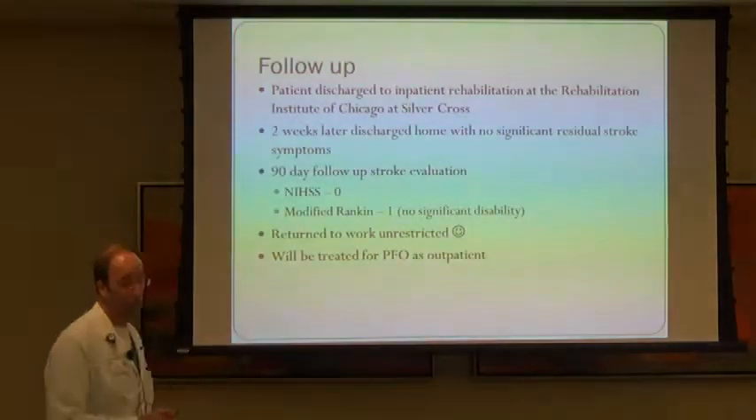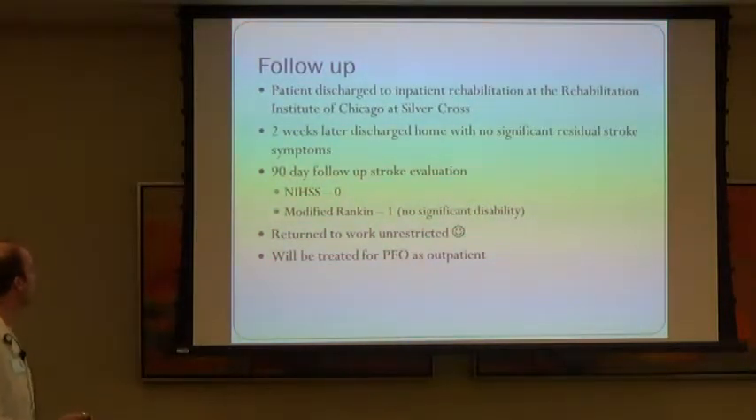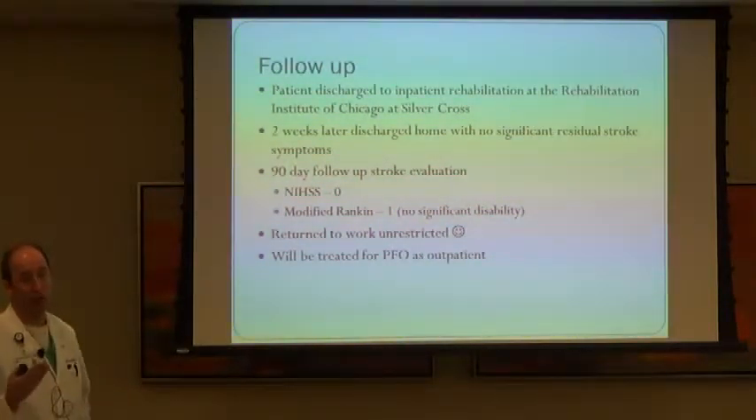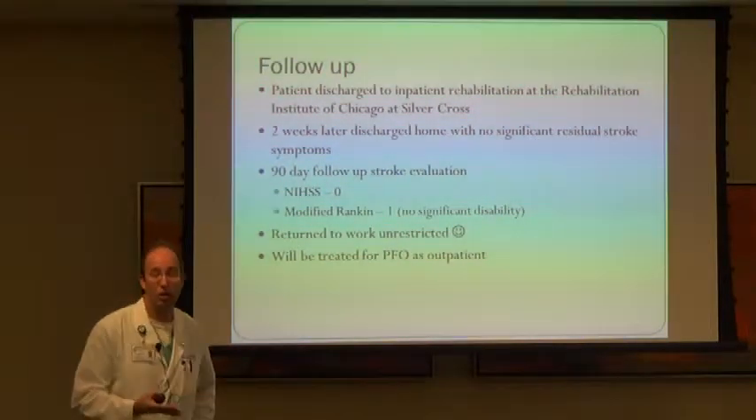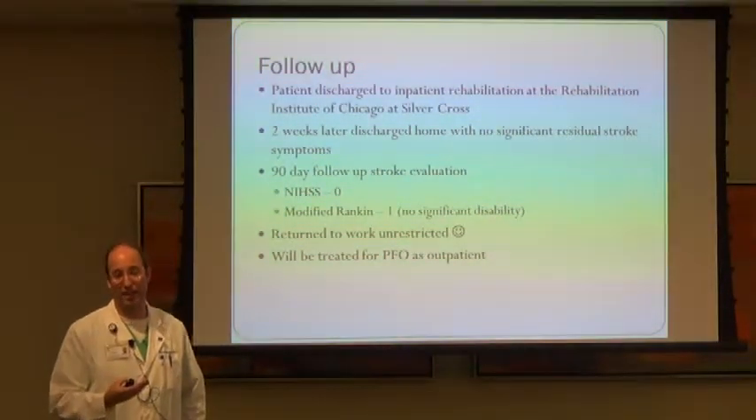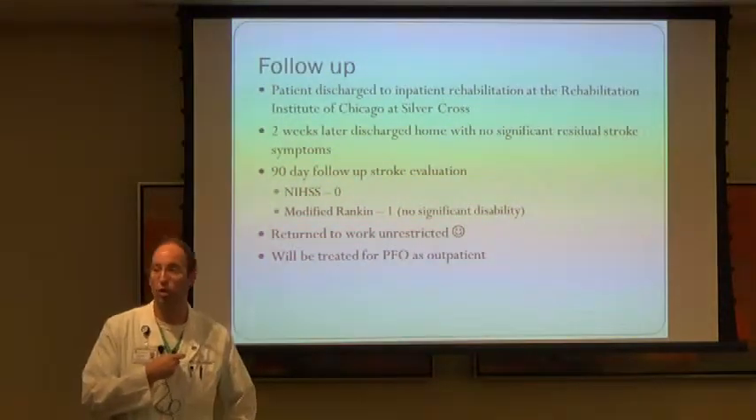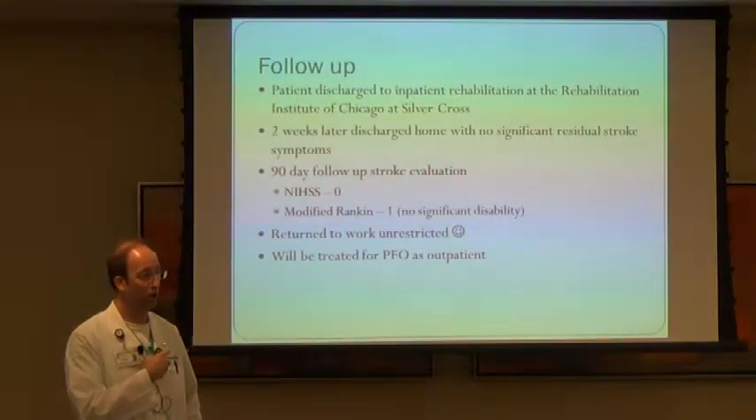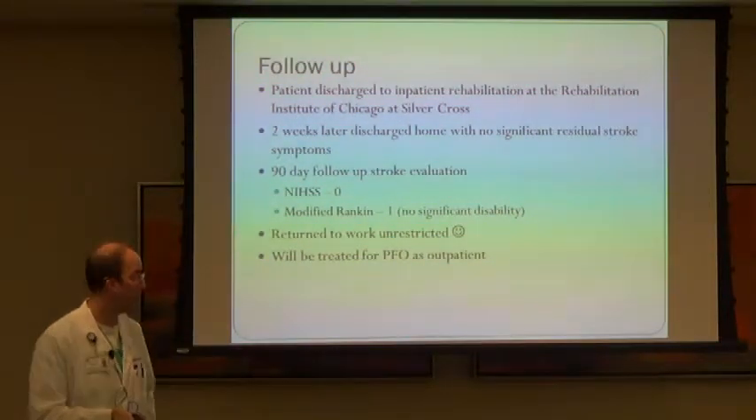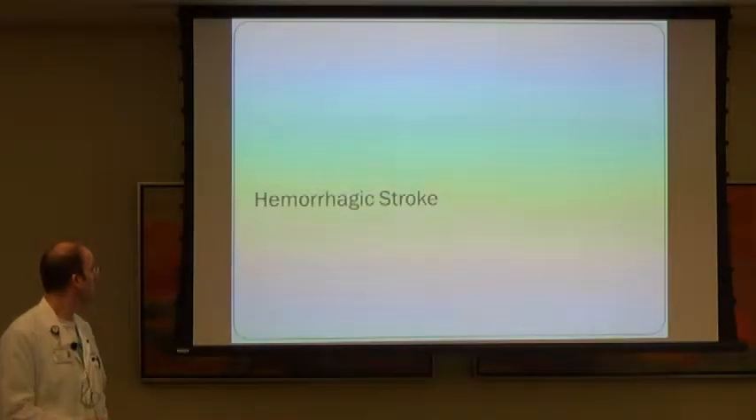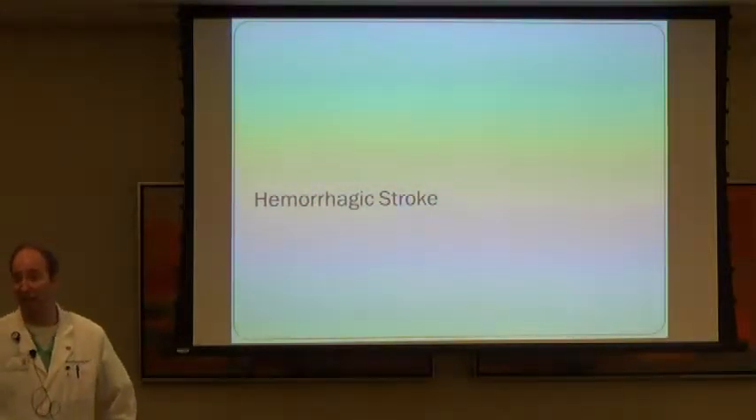So that patient went to rehabilitation here at Silver, RIC, and 2 weeks later went home with no residual trauma. So went to work, did very well. We found an underlying cause in that case: an abnormality in the heart, a little hole in the heart. Sometimes a hole in the heart can lead to blood clots, or it can allow blood clots to go through it, which can go up to the brain and cause stroke. So that's a case of an ischemic stroke.